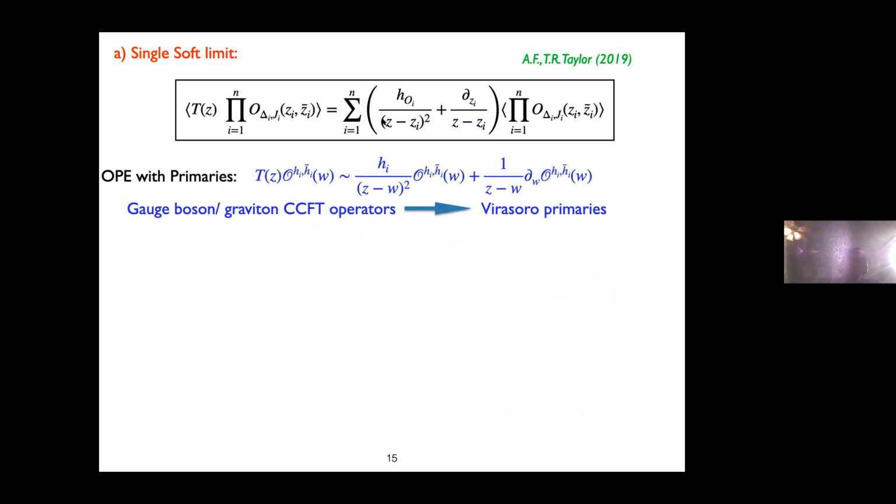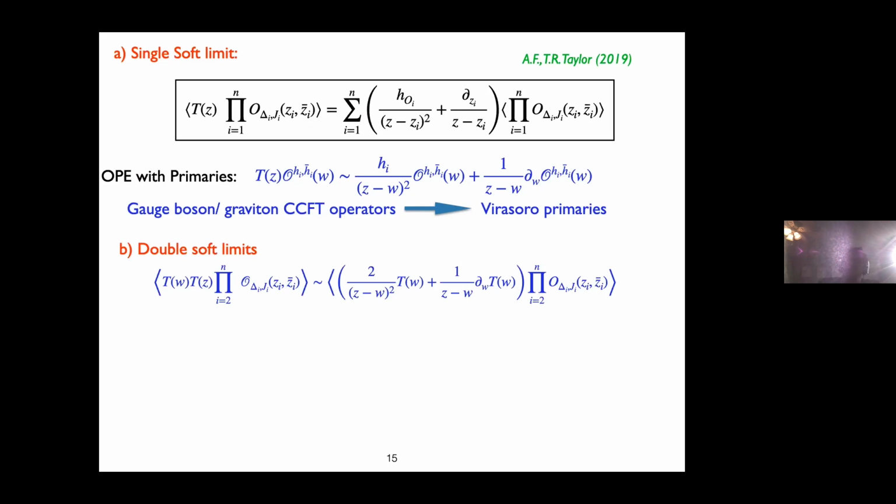this form. You see that we have singularities when the position of this operator approaches the position of the conformal primary. And this thing implies that these conformal primaries, which in our case are gauge boson or graviton celestial CFT operators, are actually Virasoro primaries. So it kind of hints that there is a bigger symmetry, not just a global one. Now we would like to get also the algebra.